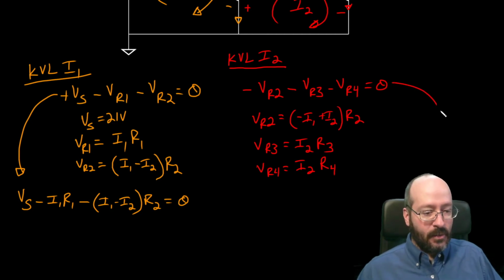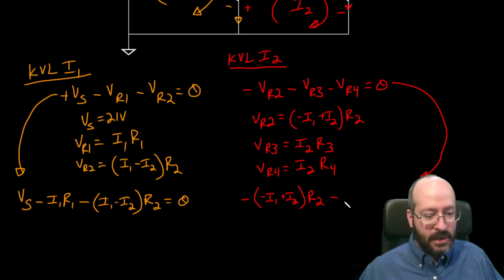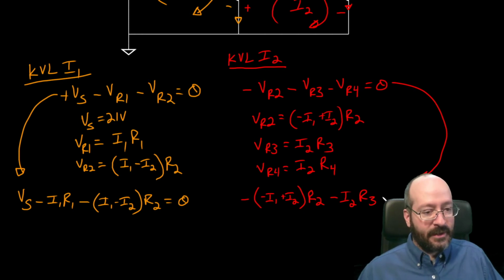So I'm going to take this equation and rewrite it here, substituting where necessary. This negative sign is going to come down. I get negative I1 plus I2, and I multiply by R2. This negative sign comes down. I2 R3. This negative sign comes down.